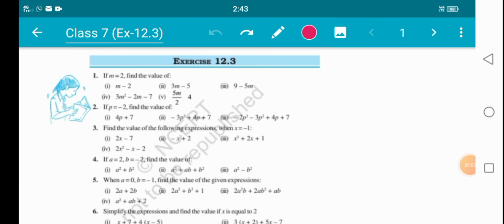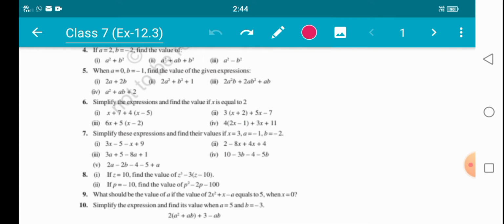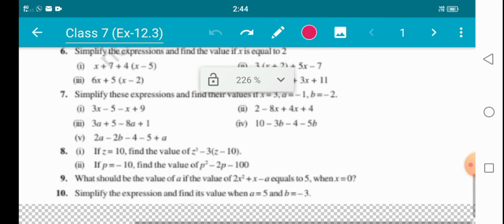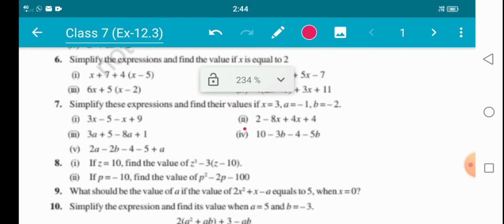Good morning. Today we will do exercise 12.3 question number 7. Up to question 6 we have done in our previous classes, and you know that here we are simplifying whatever expressions are given, and after that, whatever the value is given, we will put the value in the result of the simplification. Now look at question number 7.